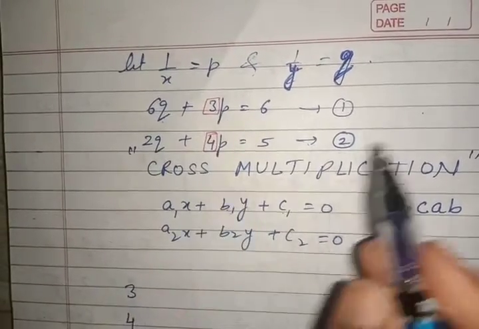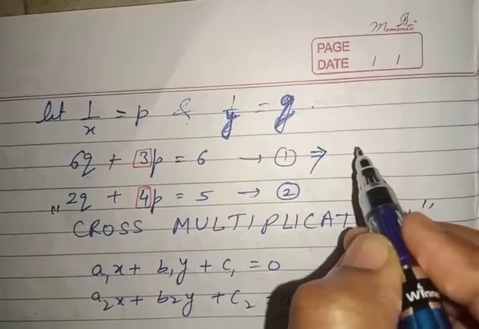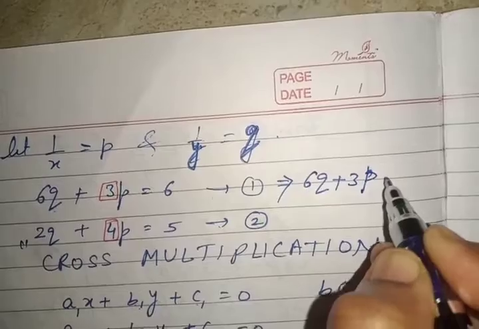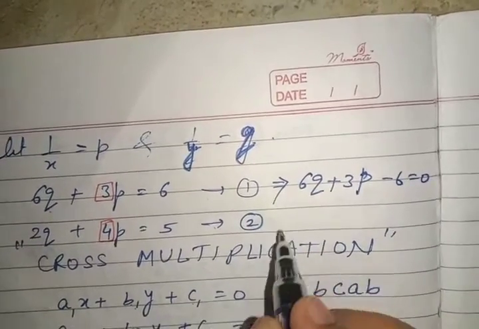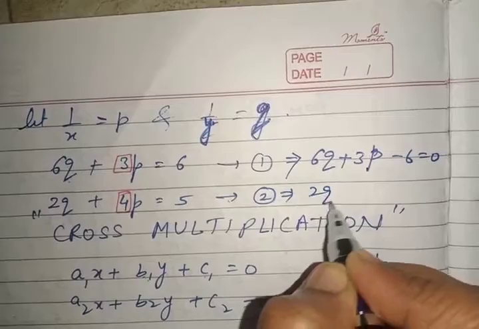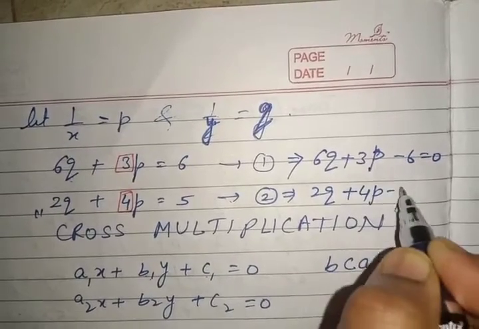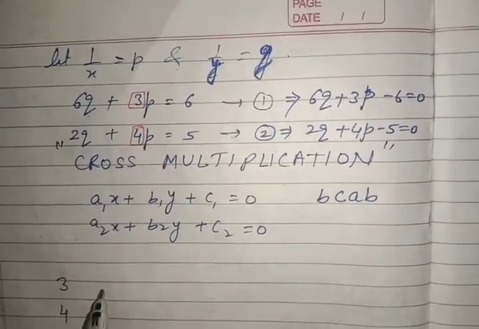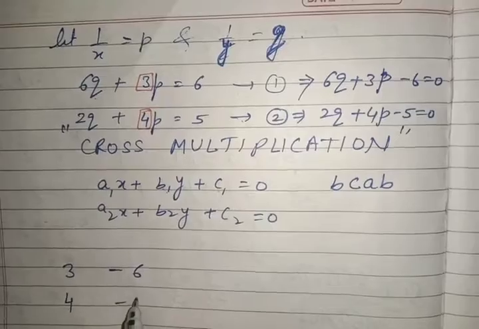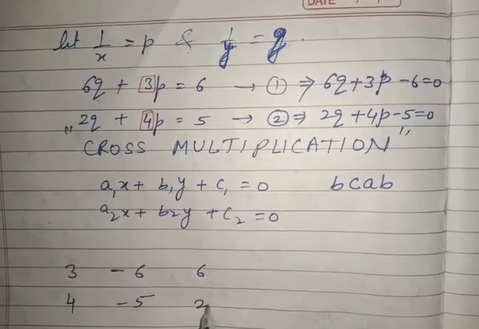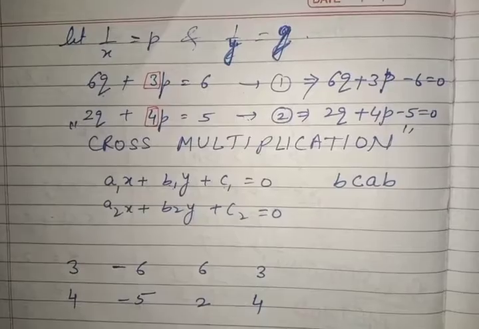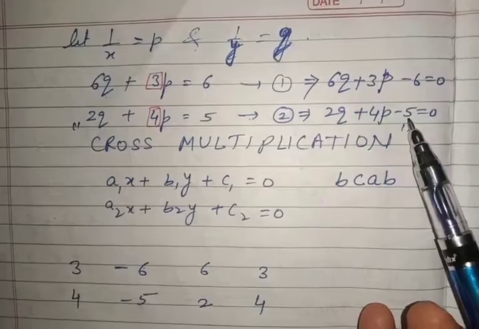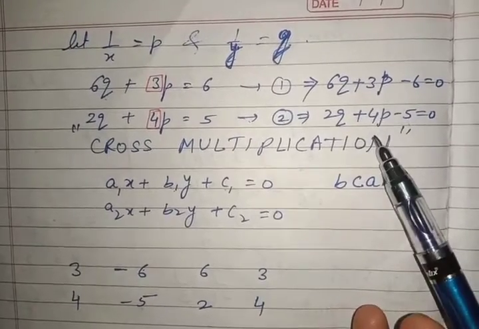I need to convert it into standard form. I told you this earlier also. The standard form of this is 6q plus 3p minus 6 is equal to 0, and 2q plus 4p minus 5 is equal to 0. So after the standard form, I will write here coefficient b, then c, then a, and then b. B here is 3, 4, C here is minus 6, minus 5, A here is 6 and 2, and B again here is 3 and 4.